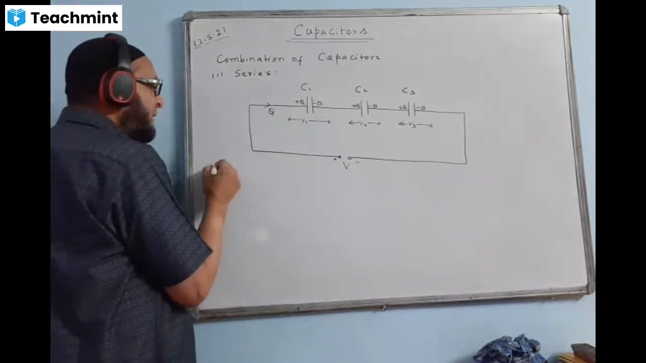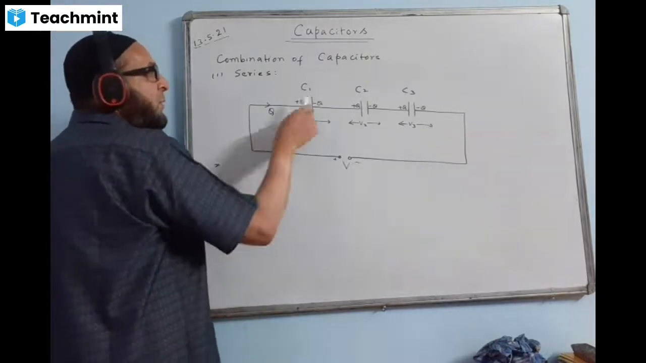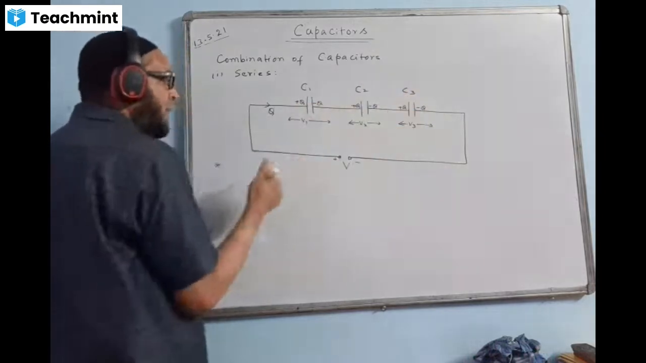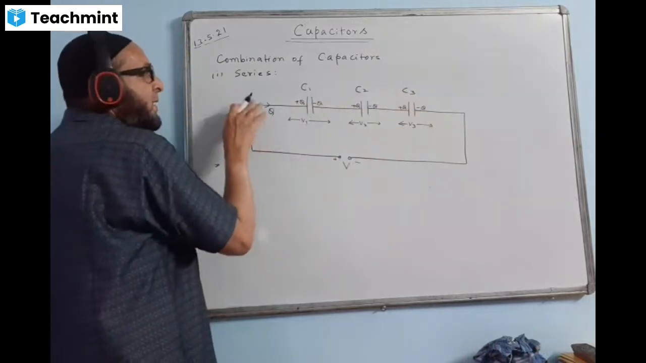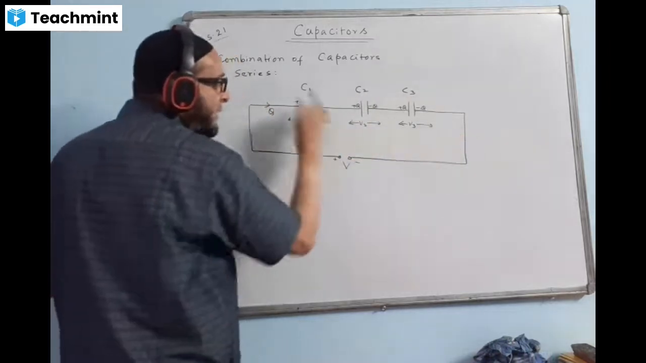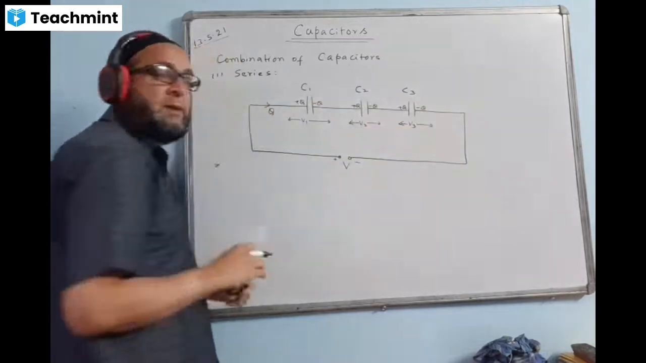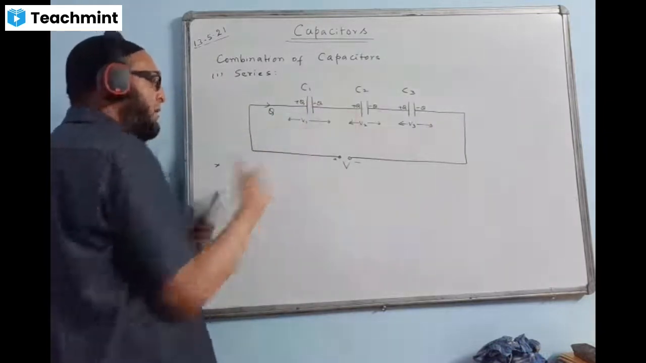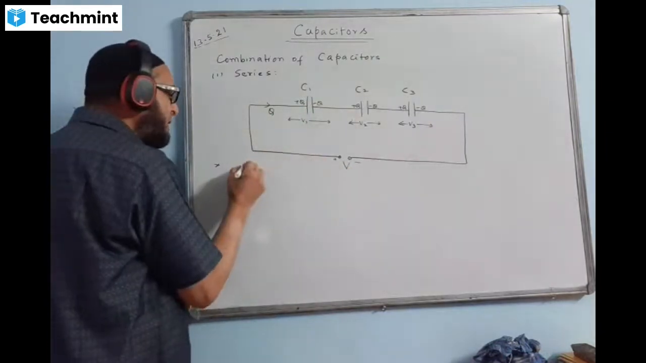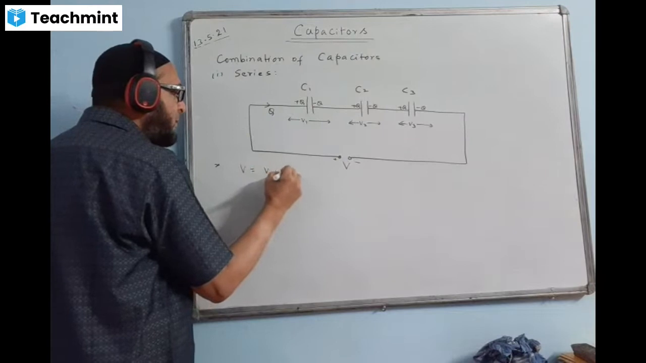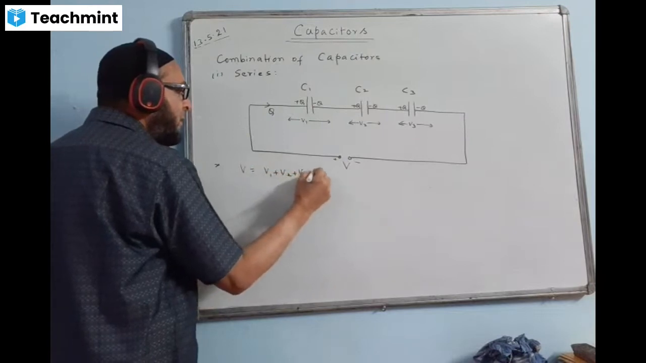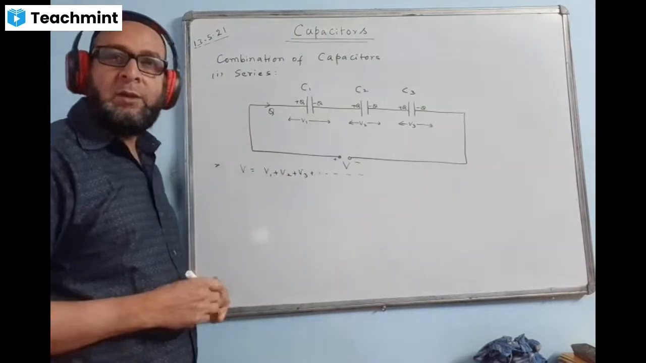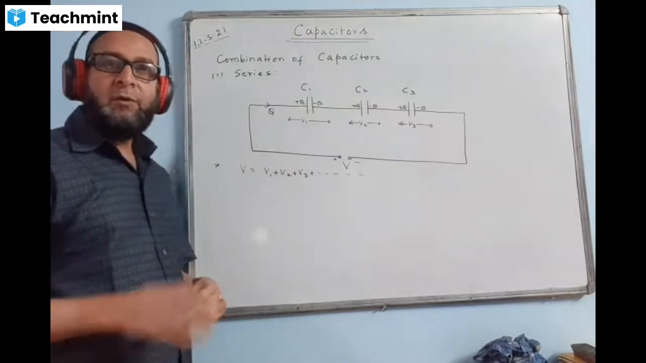So we see that the potential gets divided here. Potentials are different because the ends are changing, so potentials will also be changing, whereas charges will be the same. The same charge will be in each capacitor. Charges are not divided, whereas potentials are divided. So right here, total potential V is equal to V1 plus V2 plus V3 and so on. We are just showing 3, but the same is applicable for many others.